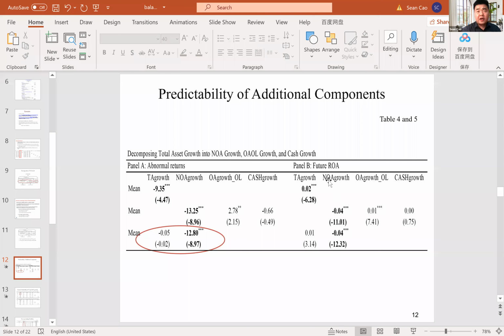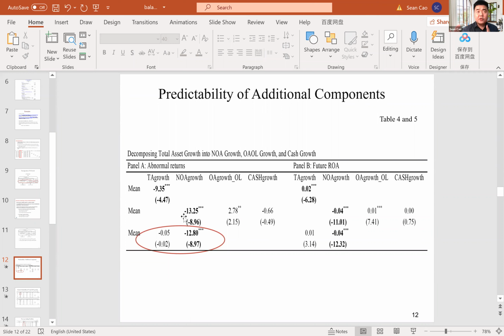For the future ROA test, we show that NOA growth can depress future earnings by 4 cents. That's the information we test. This is for sure. And then the second test we are doing is: are you the only person who knows that information, or does everyone else know it? If everybody knows that, when you use NOA growth to predict the future stock price, you should see no returns, because NOA growth is priced in an efficient way, in a timely way.